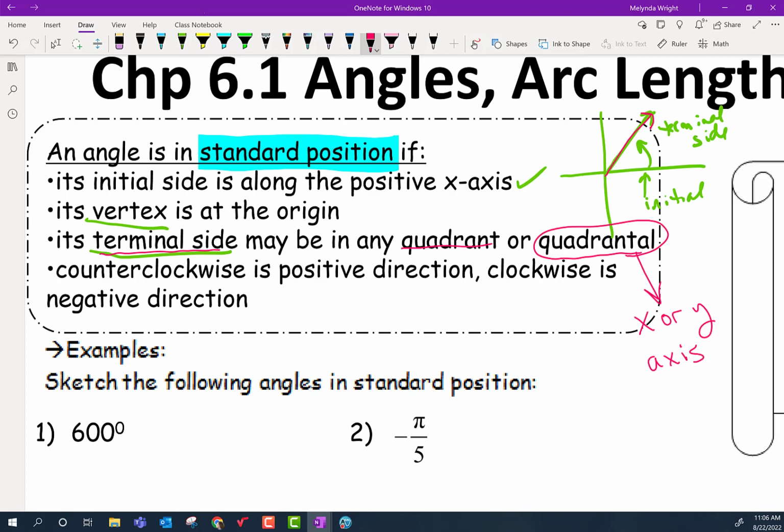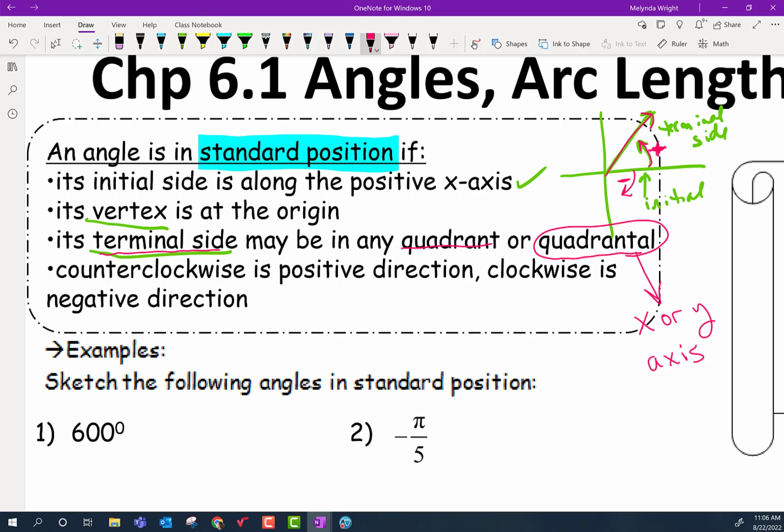Counterclockwise is a positive direction, so since I'm going counterclockwise, this would be positive. This is a positive direction. If I went backwards, that would be a negative direction. So positive is counterclockwise, clockwise is negative. That's just what we do.